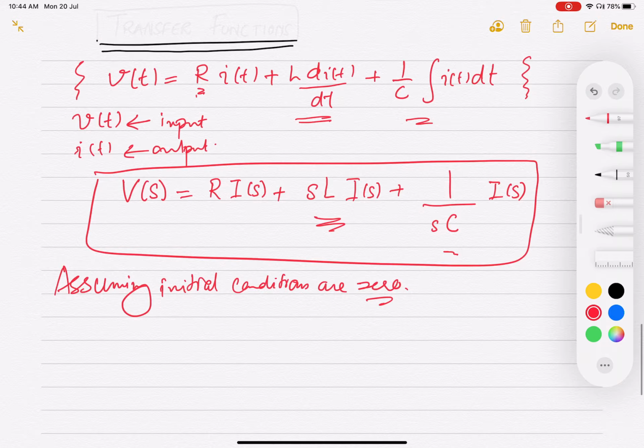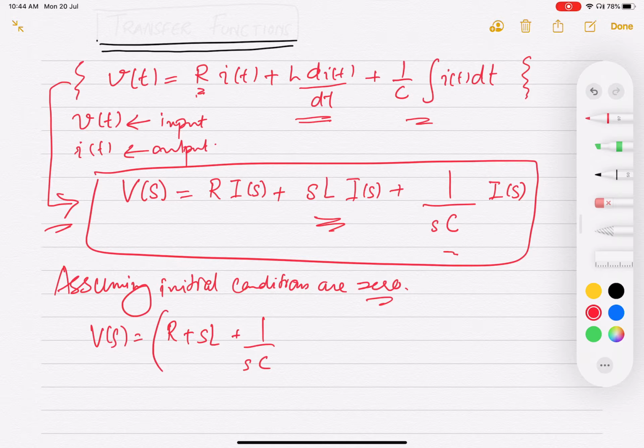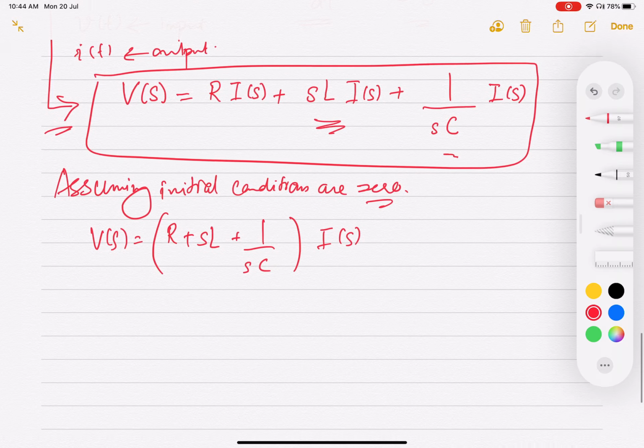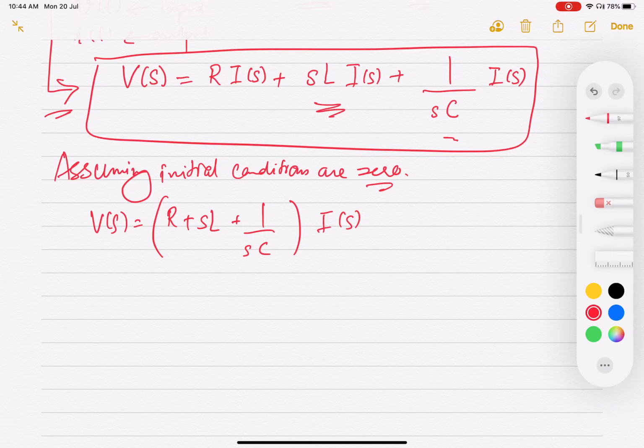So now, what this Laplace transformation does is actually convert a differential equation into an algebraic equation. Now, this is an algebraic equation in s. So we can simplify this and get V(s) is equal to (R plus sL plus 1/(sC)) times I(s). And to get it in the input-output form, we can say that the output I(s) is equal to V(s) divided by (R plus sL plus 1/(sC)).